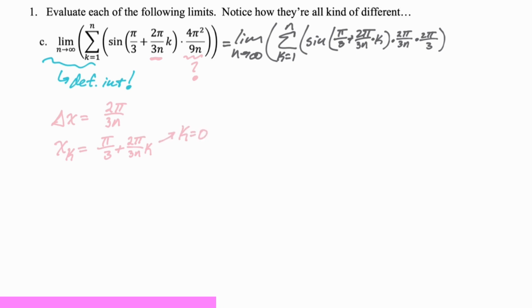So if k is equal to 0, we just get pi over 3. If k is equal to n, we get pi over 3 plus 2 pi over 3, which is 3 pi over 3, which is pi. So those are going to be the bounds.